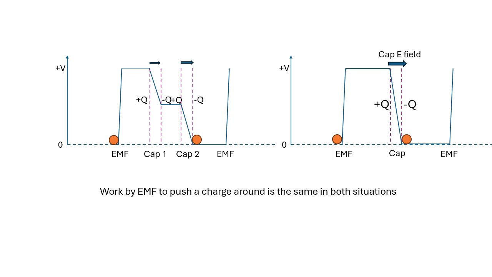Instead of thinking about it in terms of potential differences, we can also think about this situation in terms of work and energy. So in both the single and the two capacitor series situation, the EMF performs the same work. The work is V times Q to push a charge around. Now, whether that's the work done by the EMF or electrostatic work to move the charge around in the opposite direction, the work is going to be the same.